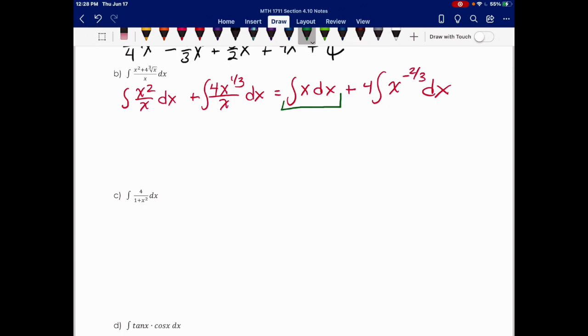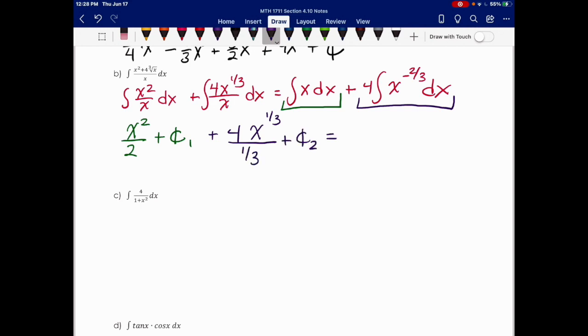So now when we go to integrate, let's do this one first. I'm going to integrate x and find the antiderivative, and so I need to add 1 to the exponent and divide by the exponent. So I have x squared over 2 and then add my constant. When I look at the second integral, I have 4 times the integral of x to the negative 2/3. When I integrate x to the negative 2/3, I've got to add 1 to the exponent and divide by that exponent. So that's going to give me x to the 1/3 divided by 1/3 plus my second constant.